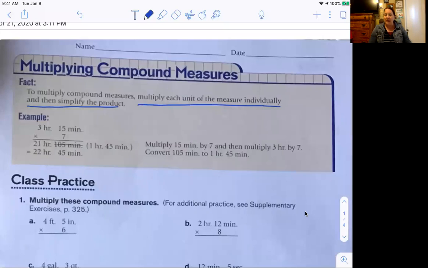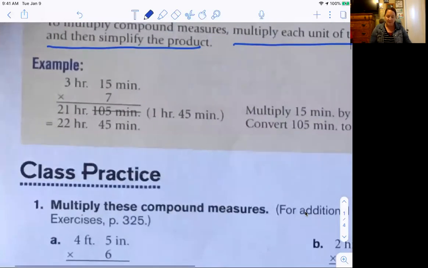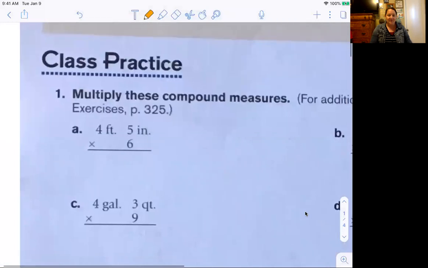So if you look at the example here, we're going to multiply first the minutes by 7, then we're going to multiply the hours by 7, and then we're going to simplify the product, which we've been doing Friday and Monday. We've already been doing that, so it's just different words to say, adding and subtracting or converting. We got this. Let's go ahead and dive in.